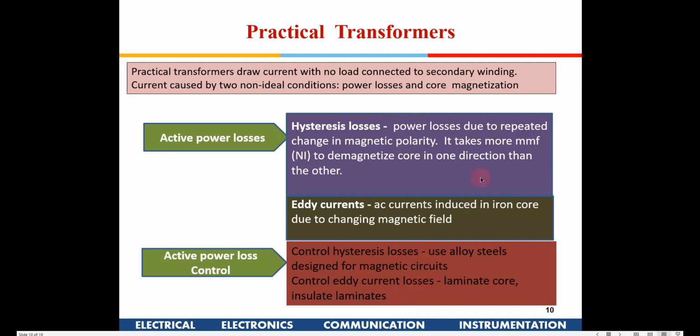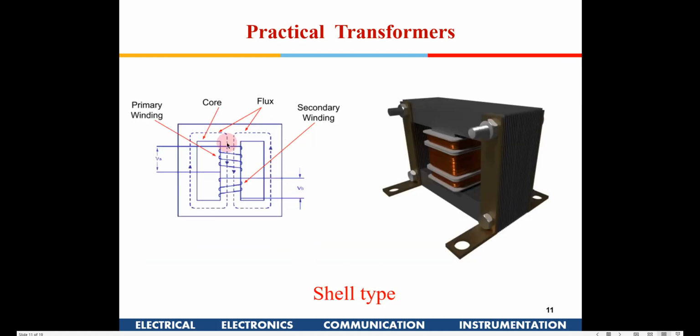So how to avoid these losses? First of all, use alloy steels, which don't have hysteresis and don't get saturated. So that is one. And to control the eddy current losses, we use a laminated core. In the next slide, or a slide after one or two slides, I will explain what lamination is.